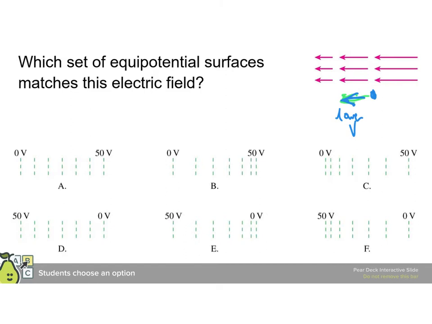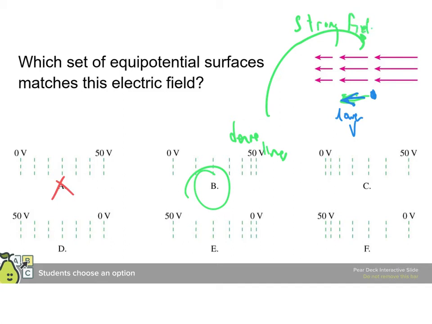And then the next question is, well, which of these? Since the field's not constant, the spacing can't be constant. So A is out. And then we say, well, we need to have stronger fields on the right. And stronger field means denser lines. So we need this. So the answer must be B. So that the dense lines are the same as strong fields.